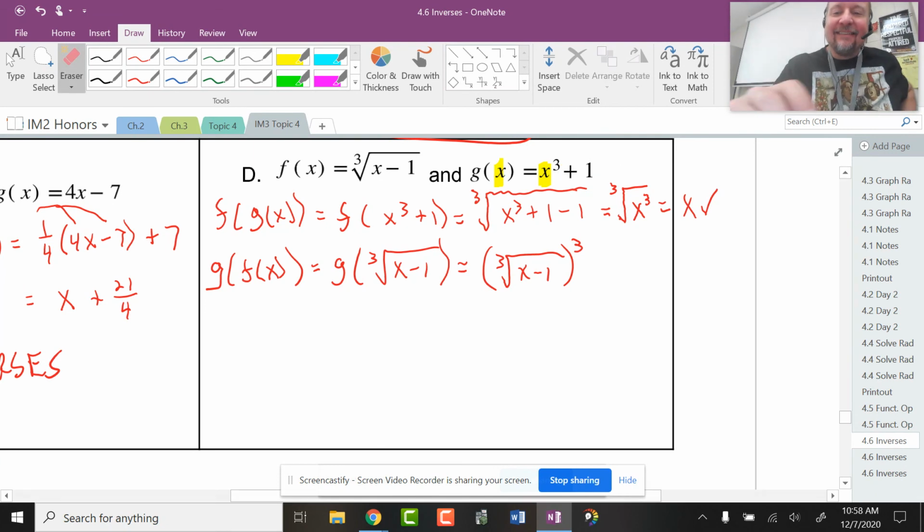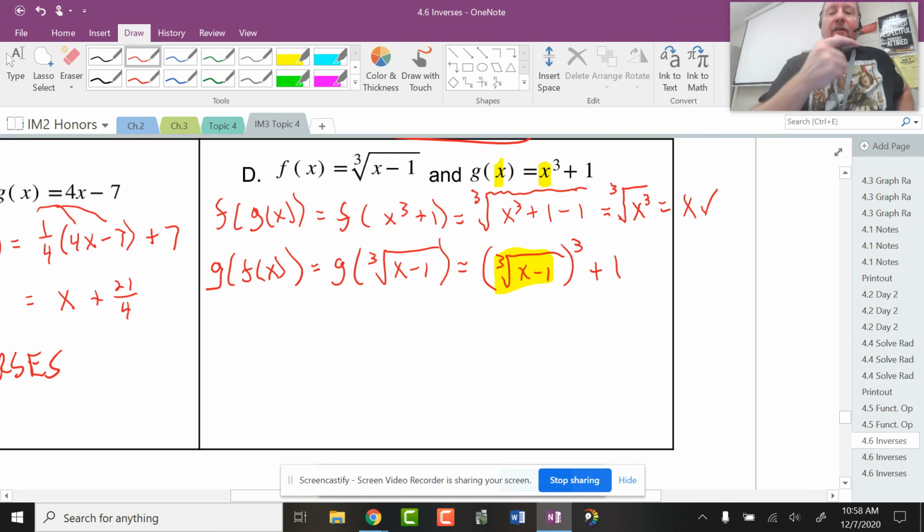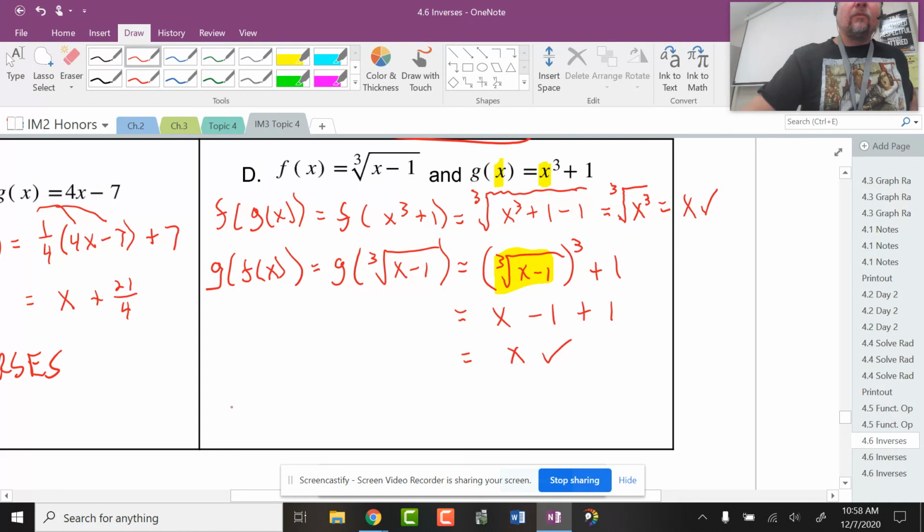There you go. Okay, so you replace that here, but you forgot the plus 1, part of the rest of g of x. What's a cube root cubed? What happens here? And then you're just left with x minus 1 plus 1, which ends up being what? Check, baby. 1, 2, 3. F and g are inverses. So you're going to have to accept that, memorize it, and then go through the process to prove it.